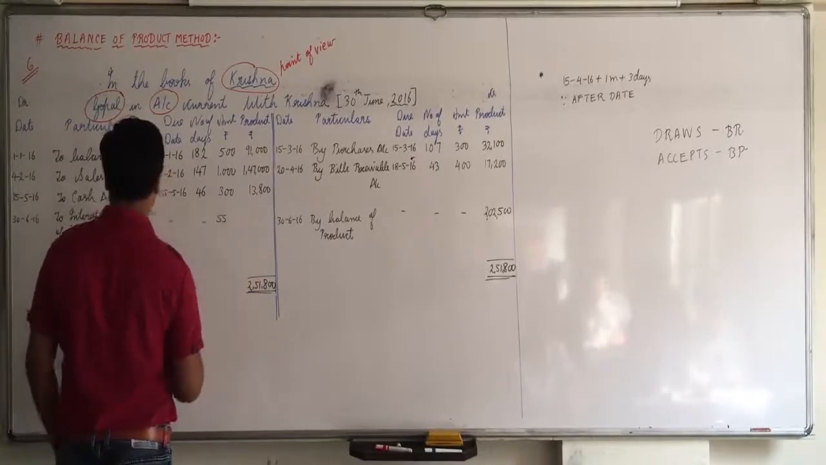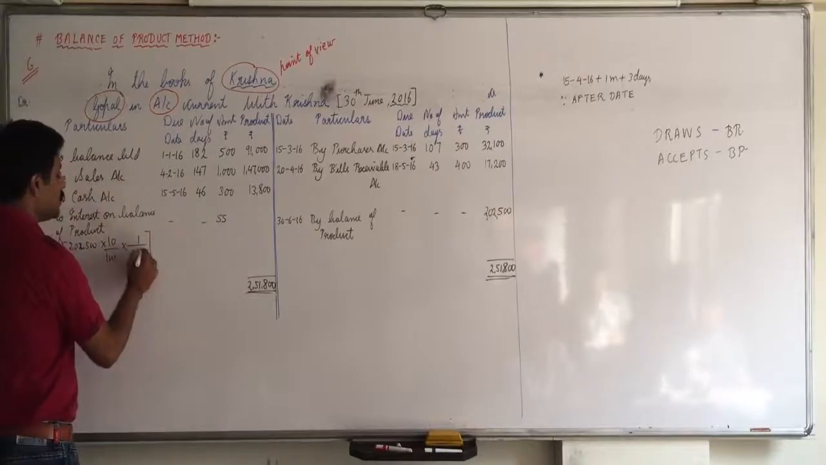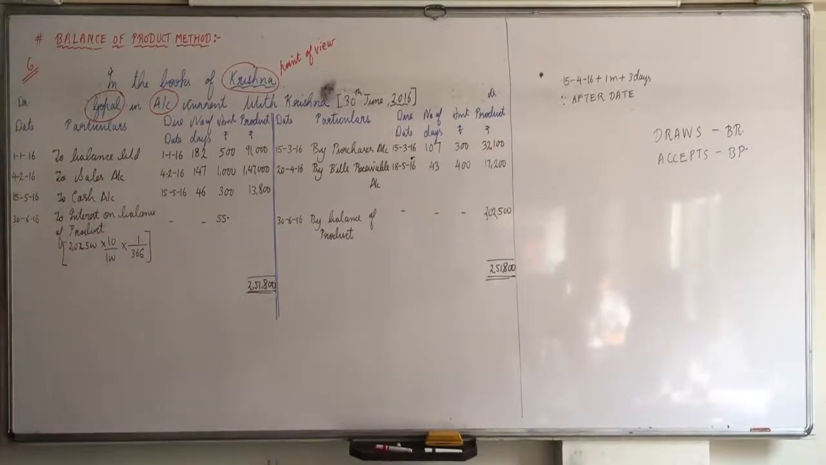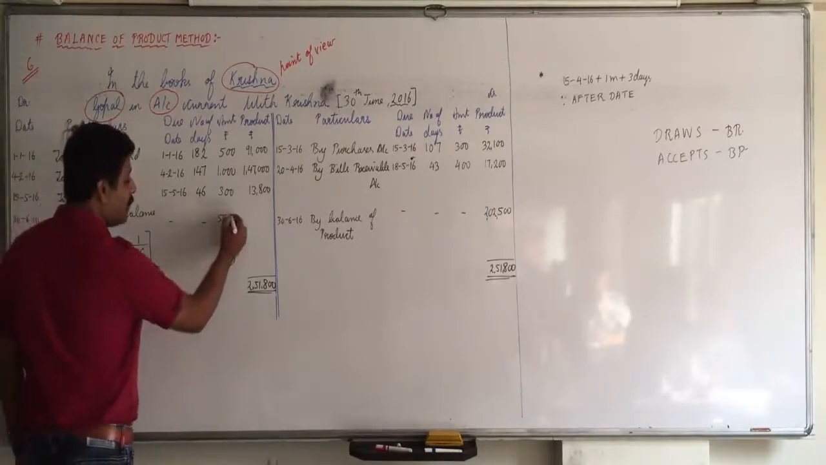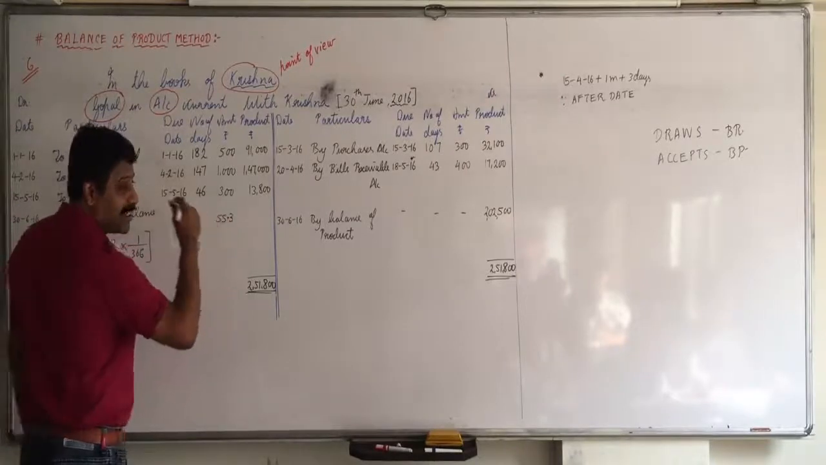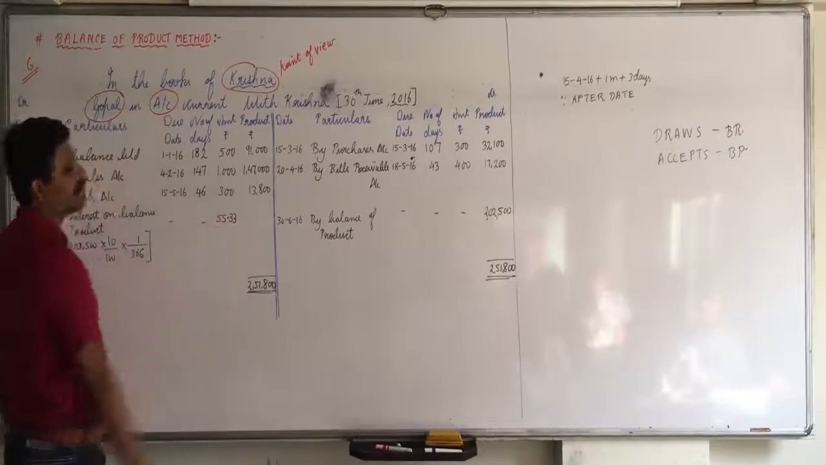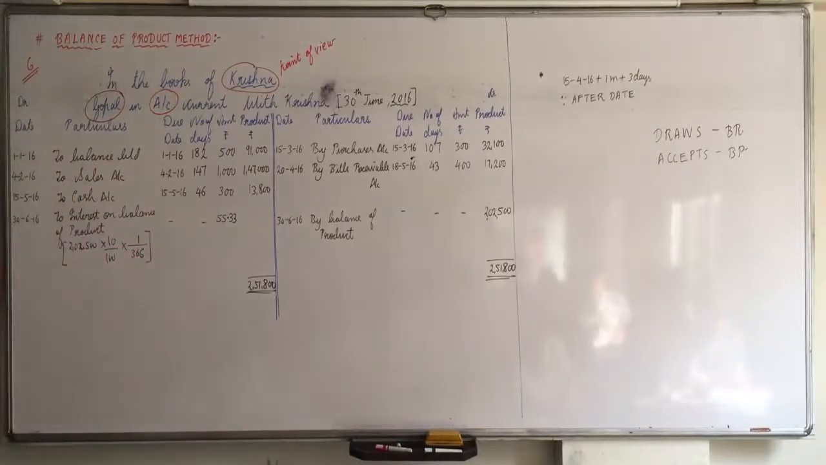It will be divided by 366. Yes, 366. So 55 point how much? Leap year, so divide by 366. 55 point. After 3 2, what is the next digit? So 3 3. Did you understand this?